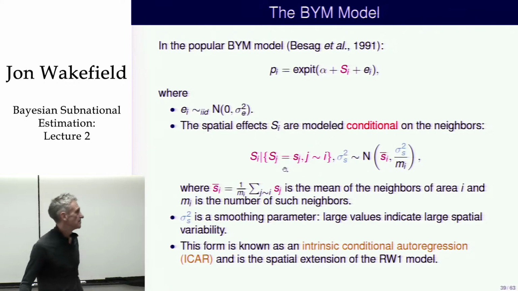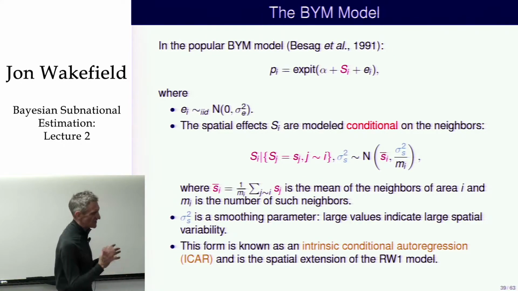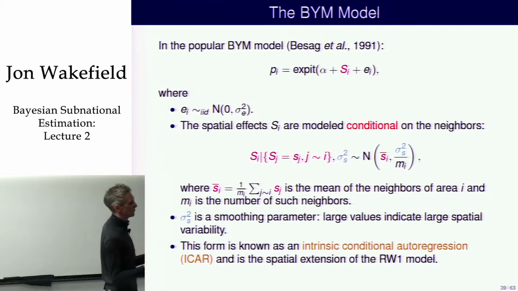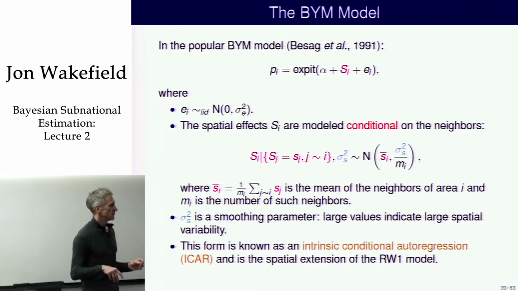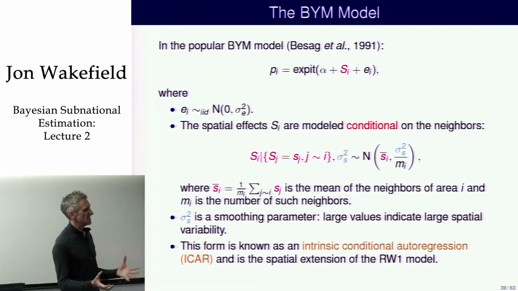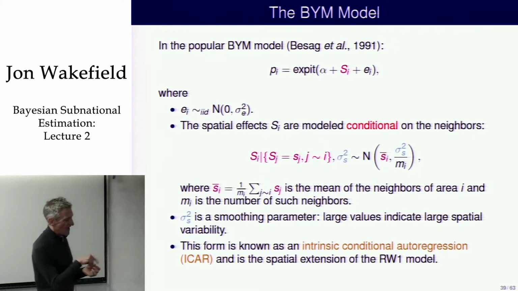Well, it says, conditional on the neighbors, so we're going to define neighbors in some way. So maybe neighbors share a common boundary. Then we say, given those neighbors, what do I believe about the spatial field in my particular area? And so what this model says is, I think it's going to be close to the average of my neighbors.